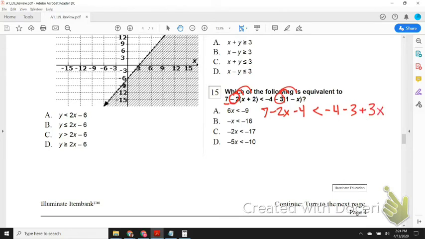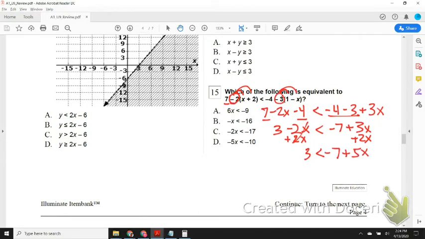Right, at this point you can combine your like terms. 7 and negative 4, I get 3 minus 2x, less than negative 4 minus 3 is negative 7 plus 3x. Then I'm going to start solving, get rid of the smaller x here. It's always a good habit to get rid of that smaller x, right? And I get 5x. I don't have any of my answers that look like that quite yet, so maybe it's the next step. Get rid of my 7, so I get 10 is less than 5x.